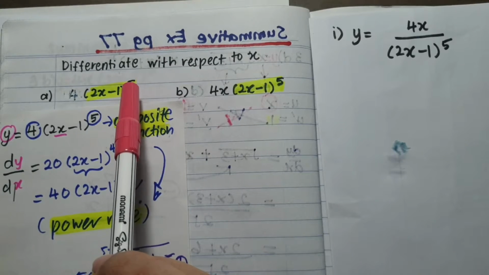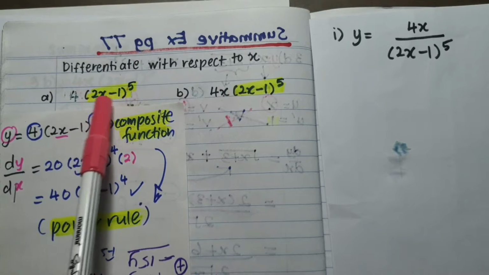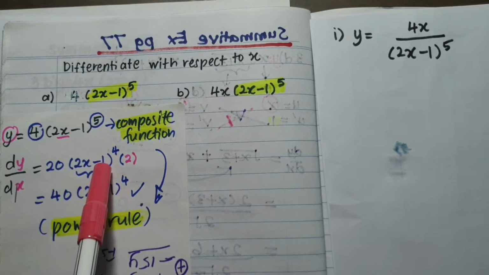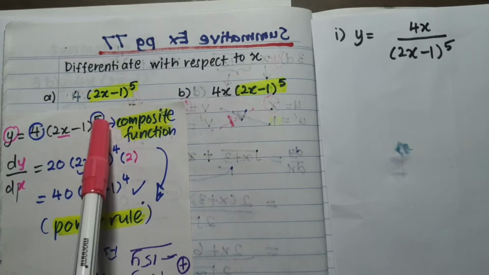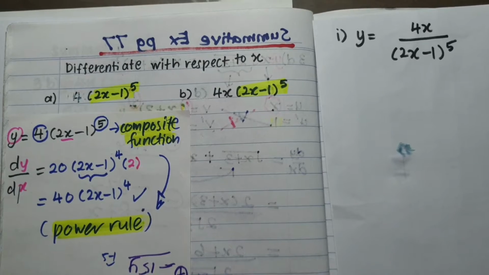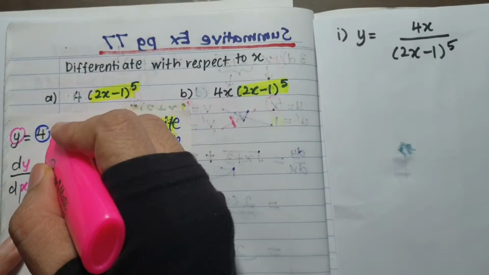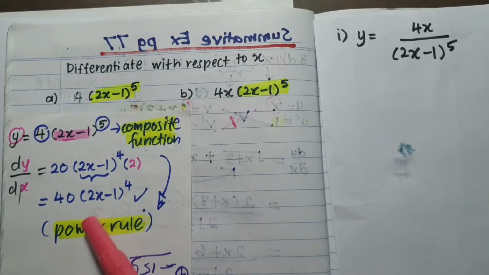Multiply the index to the front. 5 times 4 becomes 20, and copy the function in the bracket. Then the index here, always decrease the index by 1, so 5 minus 1 becomes 4. And don't forget to differentiate the function in the bracket. So you differentiate 2x, it becomes 2.